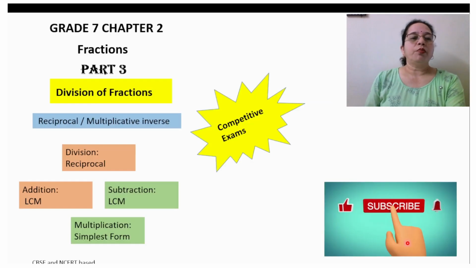We are dealing with the topic fractions, grade 7 chapter 2 fractions. My today's topic is division of fraction. In division of fraction, we use the concept of reciprocal, and another name of reciprocal is multiplicative inverse. So addition and subtraction, we take LCM, multiplication we convert into simplest form, and division we take reciprocal. These 4 points are very important, and most of the time students make mistakes in these 4 points.